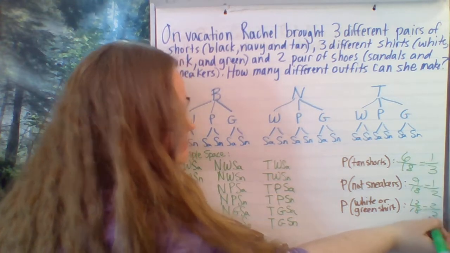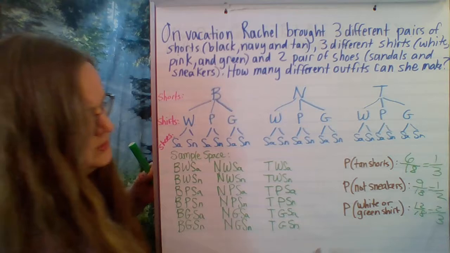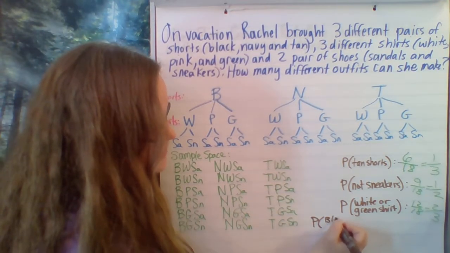Those are all pretty simple ones. Let's say that we wanted to instead figure out the probability of, say, black shorts and sandals.